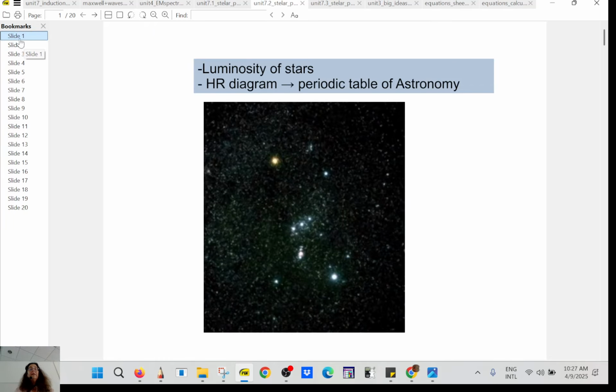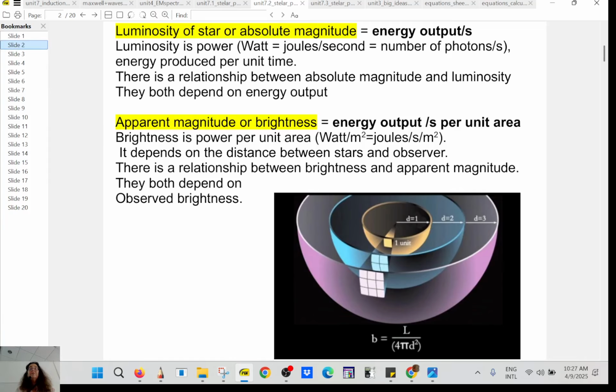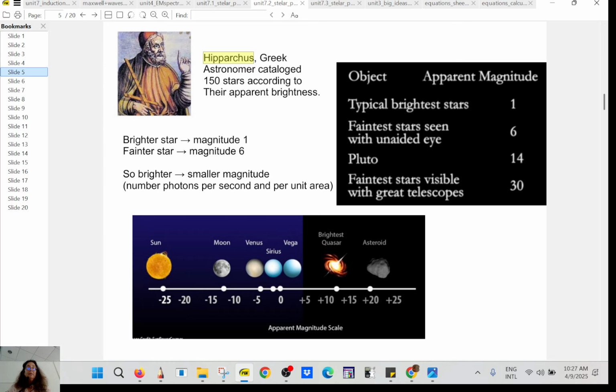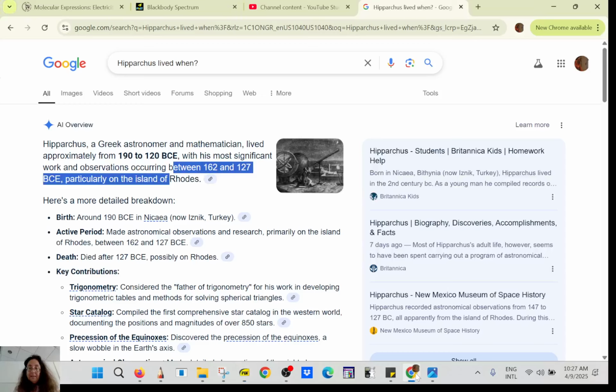So let's talk again about luminosity versus brightness. It started with a Greek guy, Hipparchus, very famous. That was around 200 BC. I don't know if I can pull out his page here. So you see, he lived in what is now Turkey.